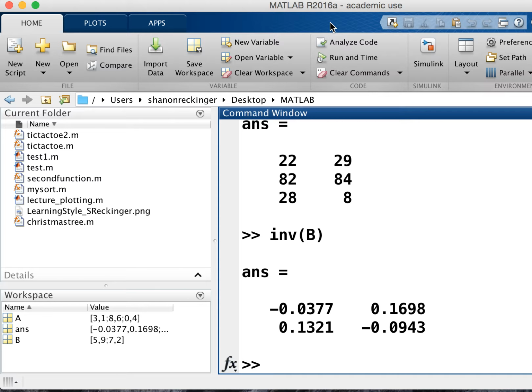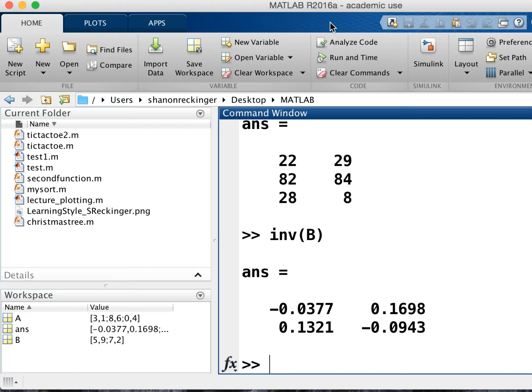So let's talk about how we're going to use this for solving a system of equations. We're going to convert a system of equations into matrix form. So for example, the example I'm going to use is 3 equations, 3 unknowns, and I'm going to use x1, x2, and x3 as my 3 unknowns.